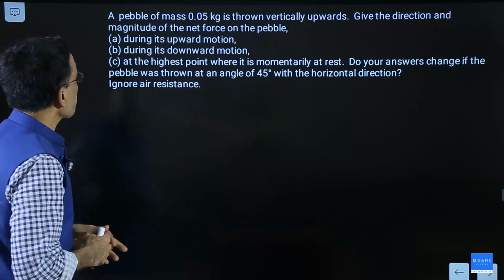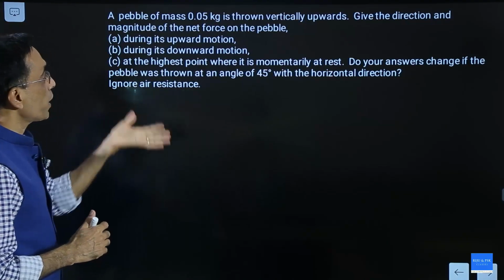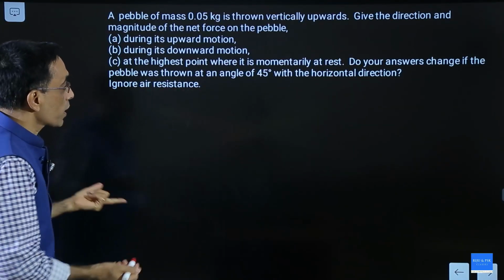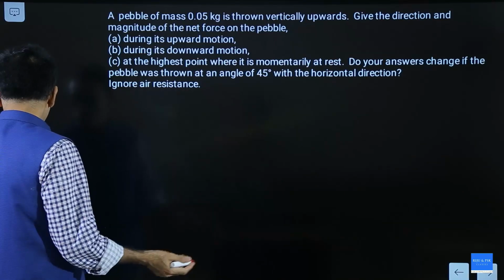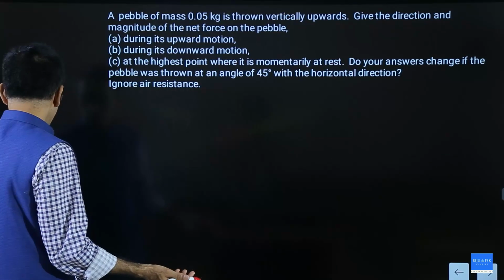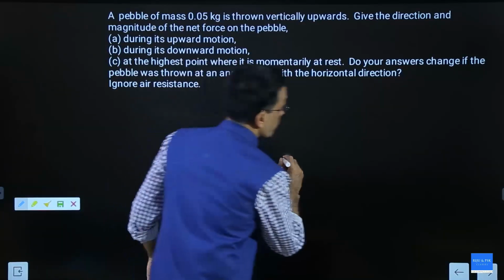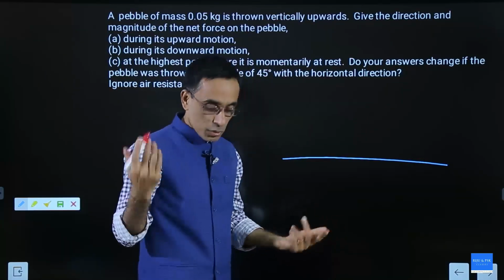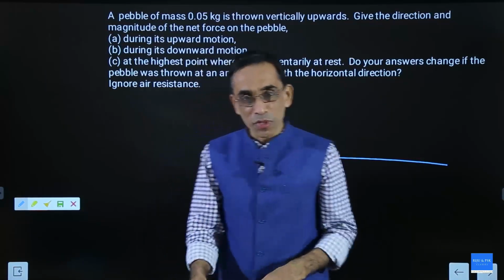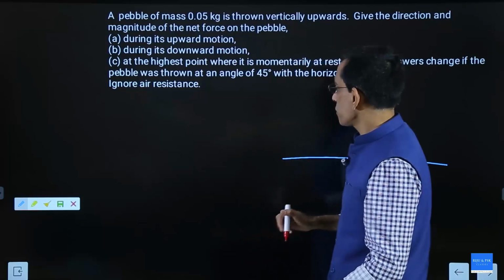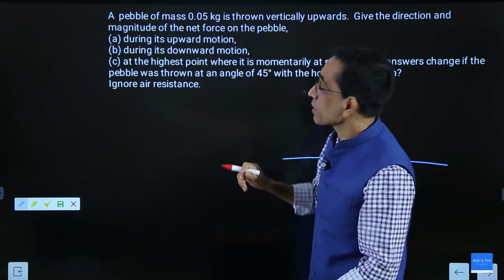Based on the same idea, a pebble of mass 0.05 kilogram is thrown vertically upward. You can try this at home. You can take your mobile phone and throw it upward, and you can check whether this is right. Or your laptop, anything, you can throw it. I know you feel like throwing this upward. I know you need to escape from these classes.